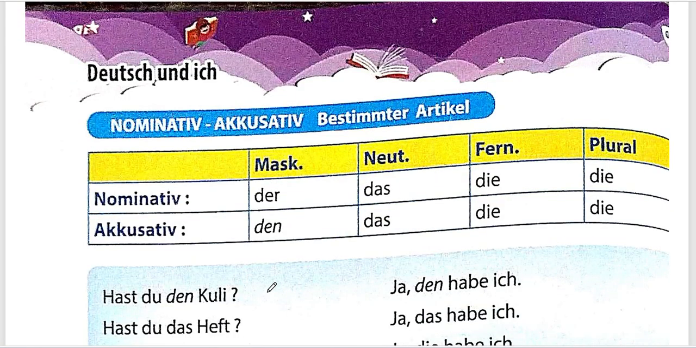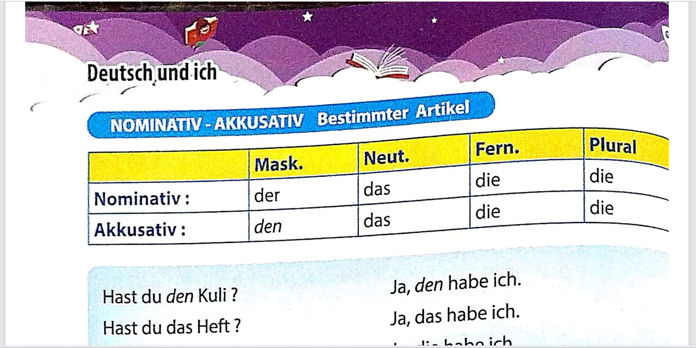Moving to page number 81, we have nominative, accusative, bestimmter article. This is something I've done already. I don't think it's a new topic. It's an old topic. We have discussed it many times. Basically, with masculine nominative, we have der. Neutral nominative, we have das. Feminine nominative, we have die. Plural nominative, we have die. Der, die, das, die. Learn it by heart.